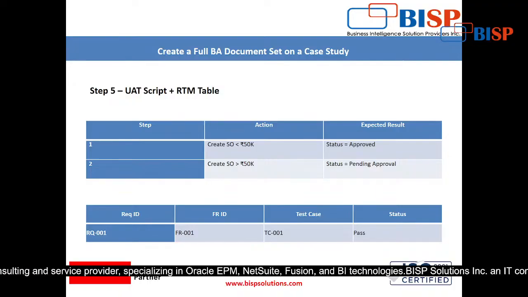In the unit test case scenario, it's an Excel sheet in which you have to write down by which role you have to do what, what will be the expected result and what was the actual result, and then put down either pass or fail. That will be the Excel sheet.